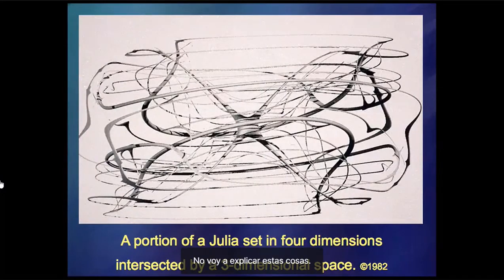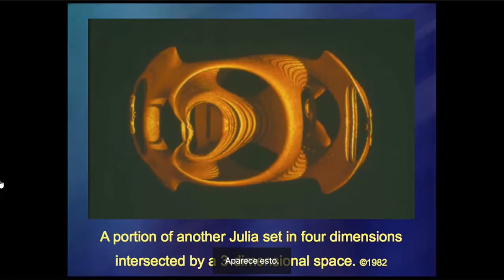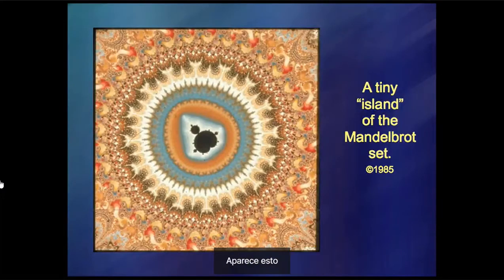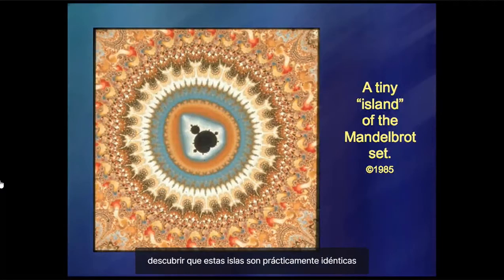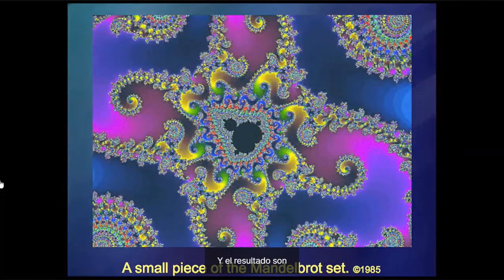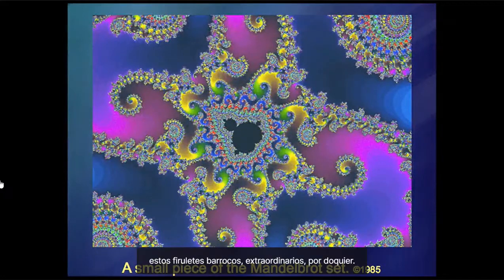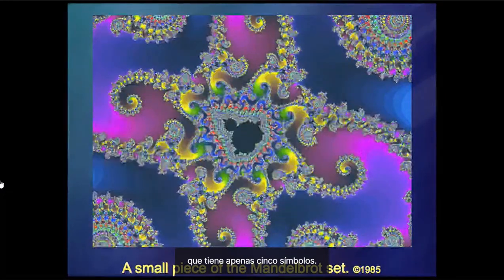I don't want to explain these things to you. This comes out. Shapes which are of such complication, such harmony, and such beauty. This comes out repeatedly, again and again. And that was one of my major discoveries, to find that these islands were the same as the whole big thing, more or less. And then you get these extraordinary Baroque decorations all over the place. All that from this little formula, which has whatever, 5 symbols in it.